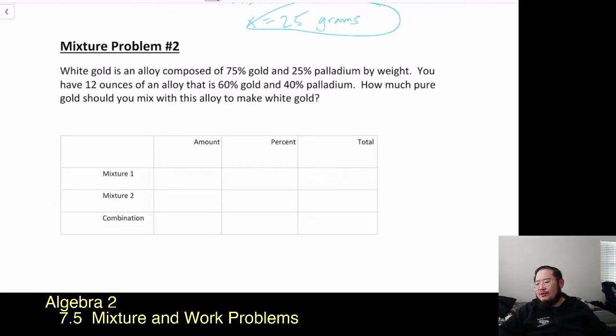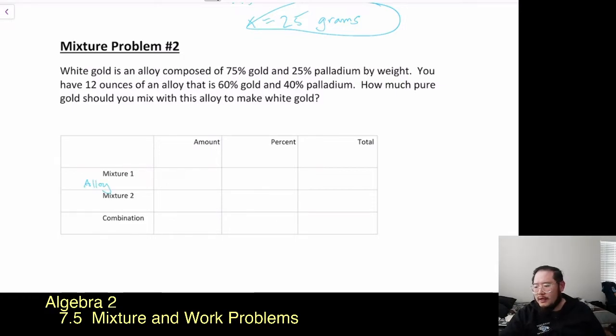How much pure gold should you mix with this alloy to make white gold? So remember, we have two mixtures. What are we trying to get? We're talking about white gold, but then you have 12 ounces of an alloy that is 60% gold and 40% palladium. So I'm going to put right here for mixture 1, we have this alloy, and in this alloy we have 12 ounces.